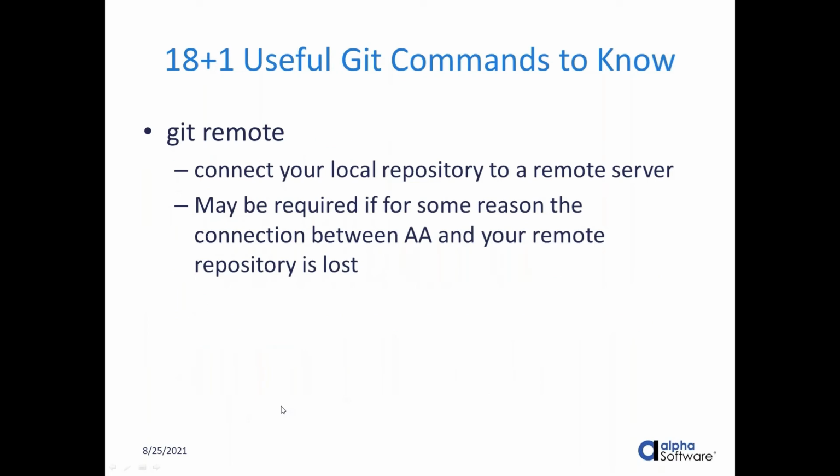And then the final one, the plus one, Git remote. On extremely rare occasions, we've seen Alpha Anywhere just forget your remote server, and Git remote lets you set that, say, it's this URL. So that's something to keep in mind if you see an issue with Alpha Anywhere not knowing where GitHub is.